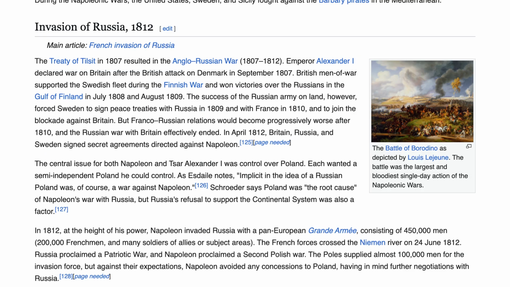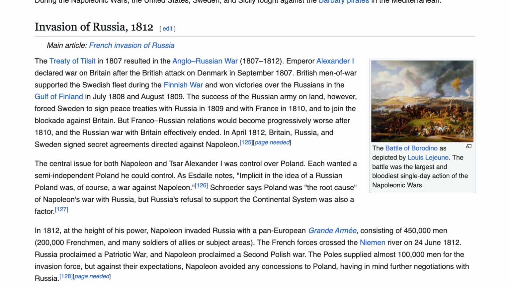Invasion of Russia, 1812. The Treaty of Tilsit in 1807 resulted in the Anglo-Russian War, 1807–1812. Emperor Alexander I declared war on Britain after the British attack on Denmark in September 1807. British men of war supported the Swedish fleet during the Finnish War and won victories over the Russians in the Gulf of Finland in July 1808 and August 1809.